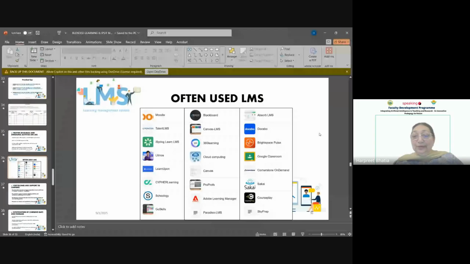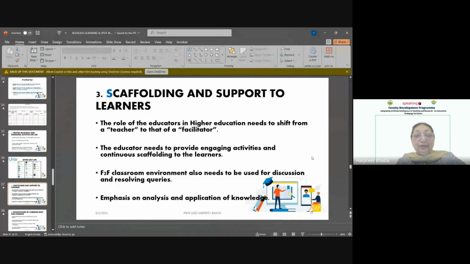These are the ones which are used most frequently, but of course in India, all of these are not available. Most of the time we are using the LMS of the Google platform, like the way we are doing right now. But we have others also, Microsoft Teams, etc. And there are other LMS material sources also available.